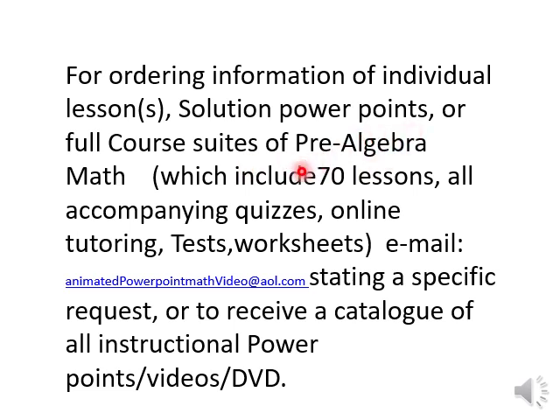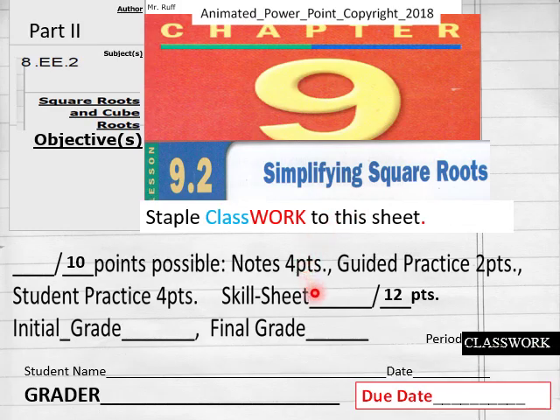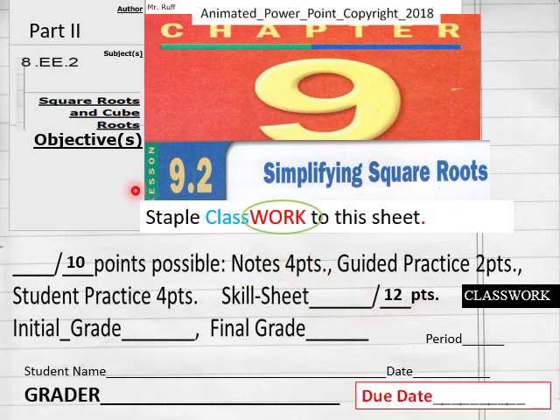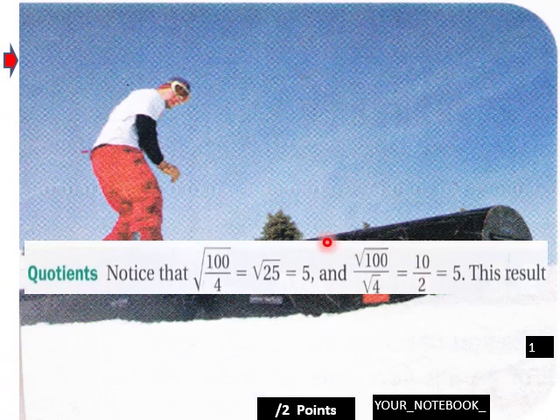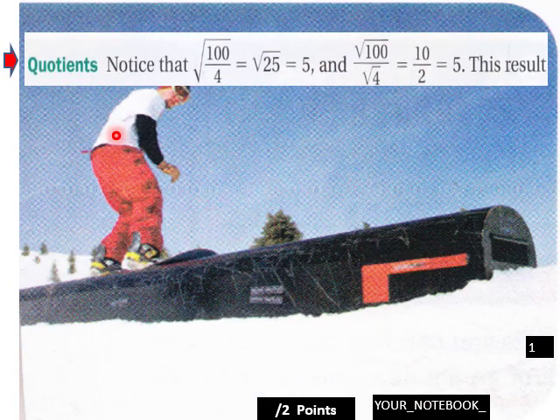Hello everybody, getting ready to do lesson 9.2 part 2 pre-algebra math today. For today's lesson 9.2 part 2, you got 10 points on your notebook sheet, and then 12 points here on your classwork sheet. Students, put your name, date, period, due date here on liners and homeschoolers. Let's go right into the 9.2 part 2 notebook entry here.